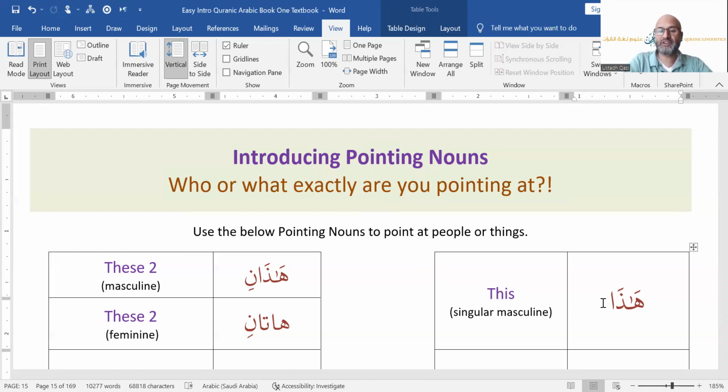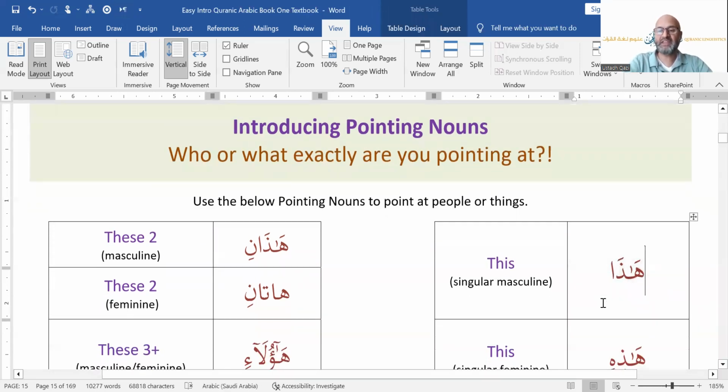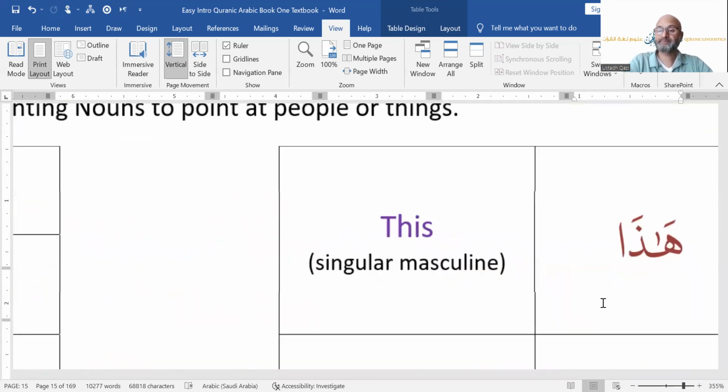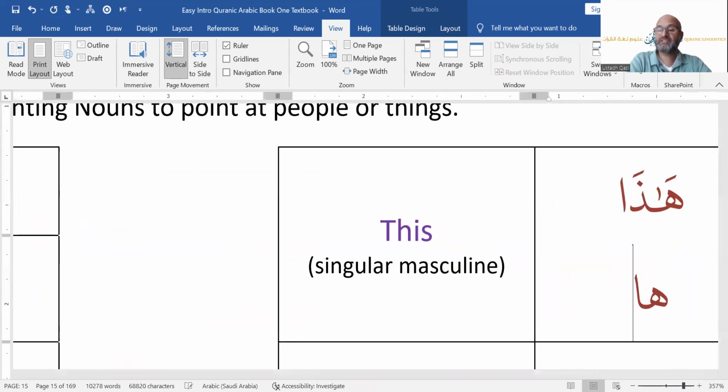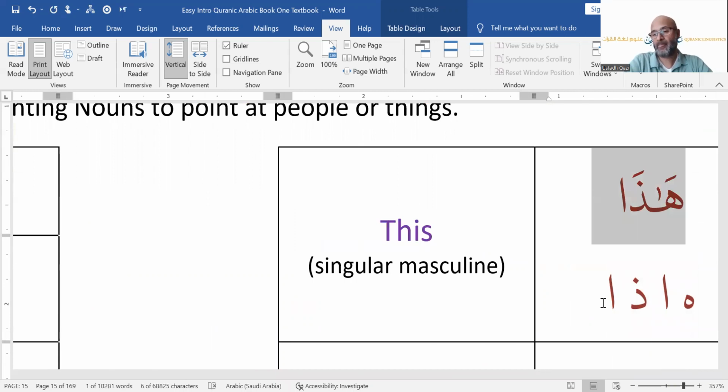The first pointing noun for us to know is hadha, and hadha means this. It's for singular masculine. Now, if you look carefully at the word hadha, it consists of ha followed by alif, followed by dha, followed by alif. So it's actually 4 letters, but it looks like 3 letters.